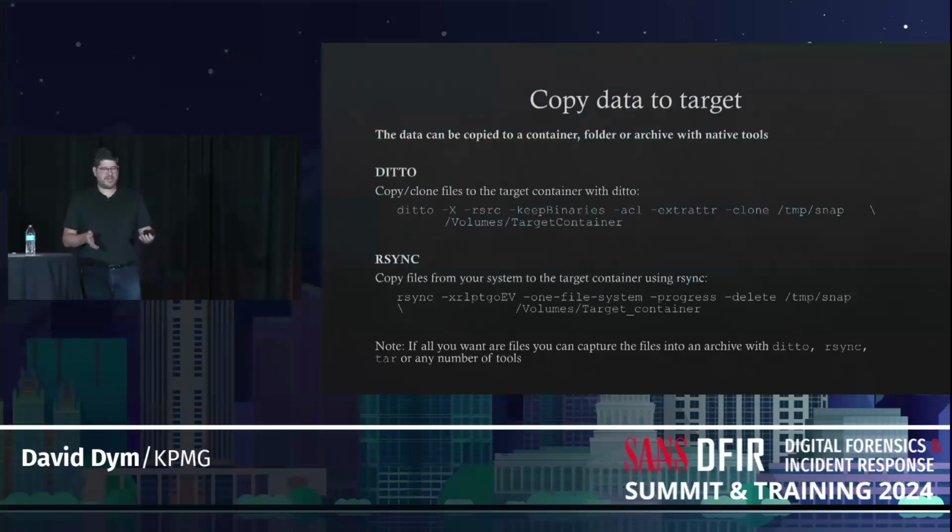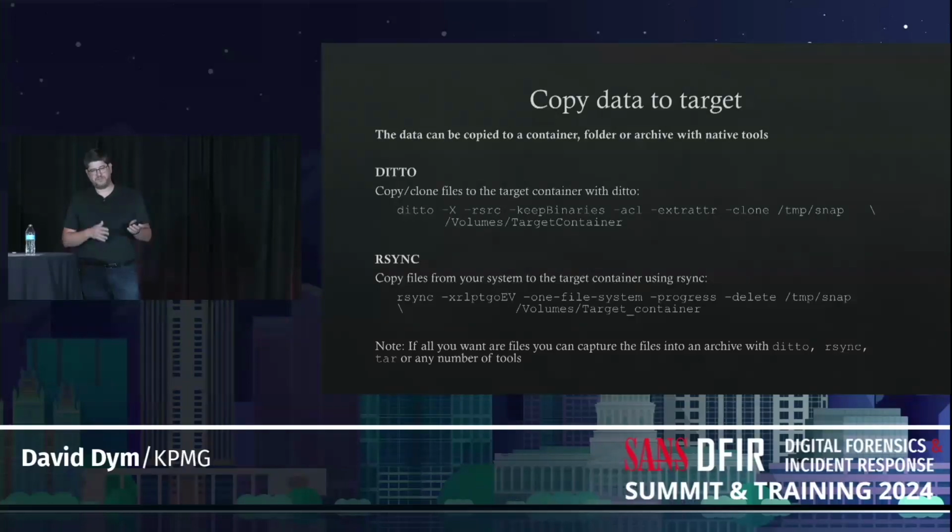So a couple strategies for copying data off. So again, you're going to be copying from the mounted snapshot to your mounted image on the external drive. And so once you are done and you unmount that, you have an image or whatever. I like to call it a container. So ditto's one option. The capital X just keeps it from crossing device boundaries. So you don't loop into the volumes directory and start grabbing your mounted disk as well.